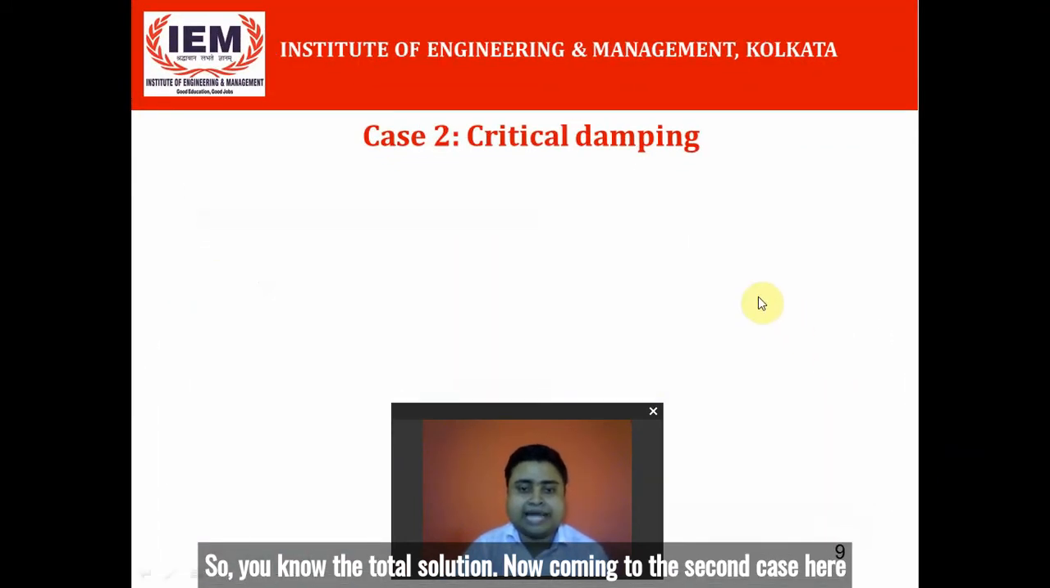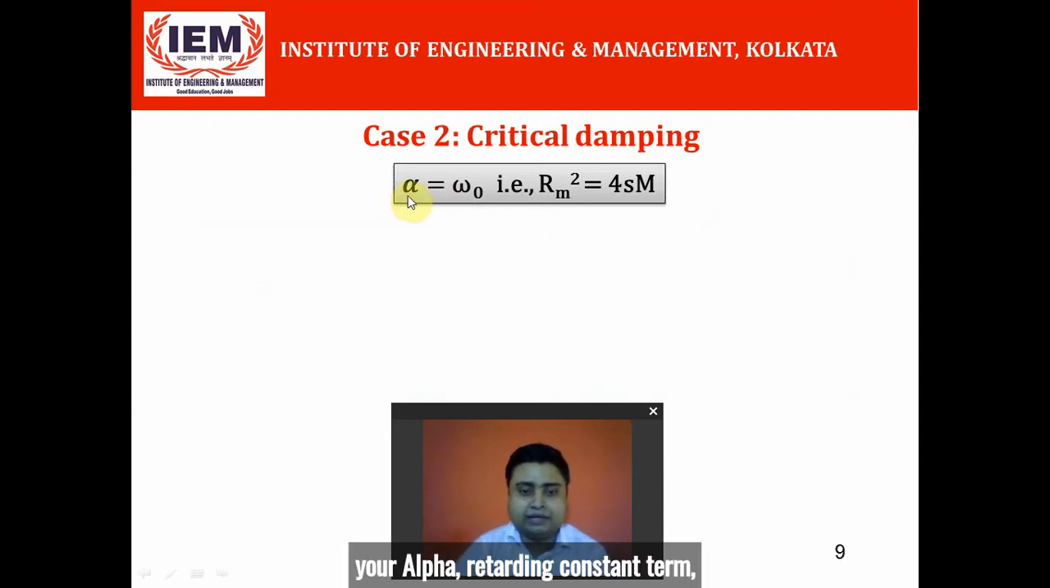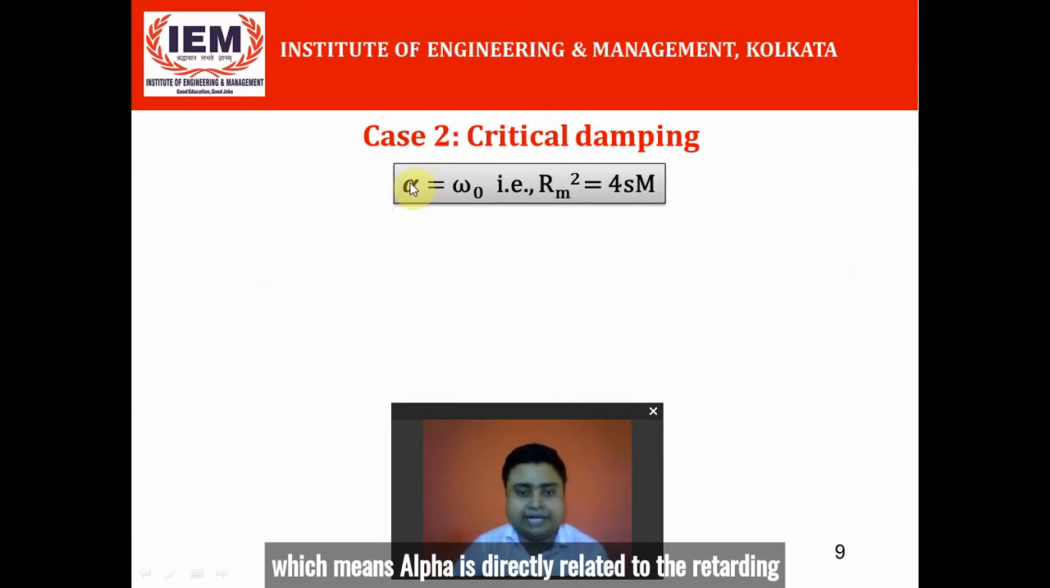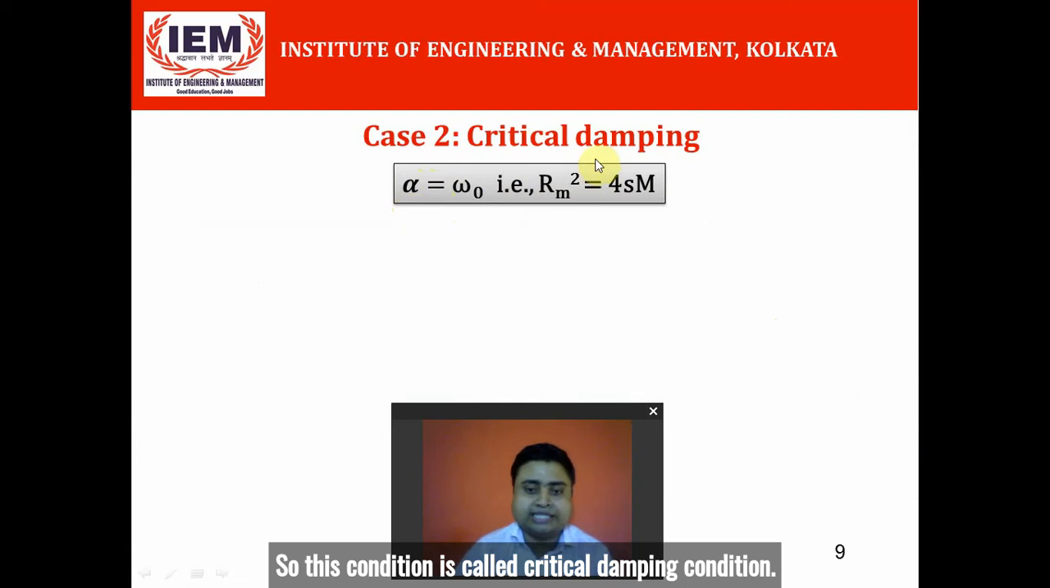Now coming to the second case, here your alpha, which is directly related to the retarding force, is equal to omega 0, the free vibration term. That means your Rm square is now equal to 4Sm. So this condition is called critical damping condition.